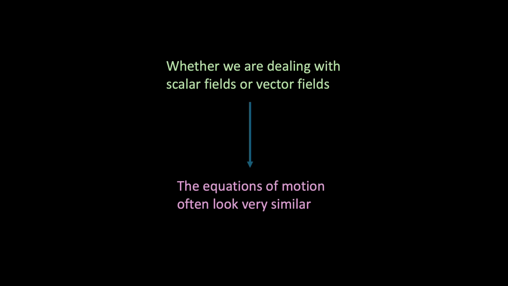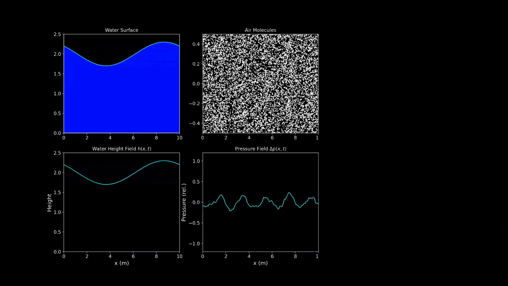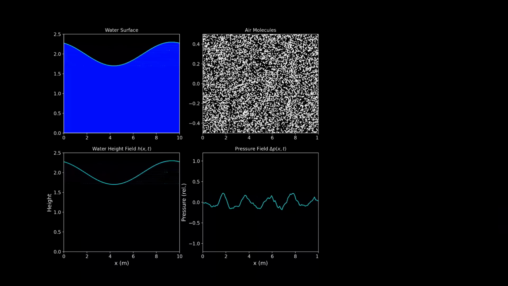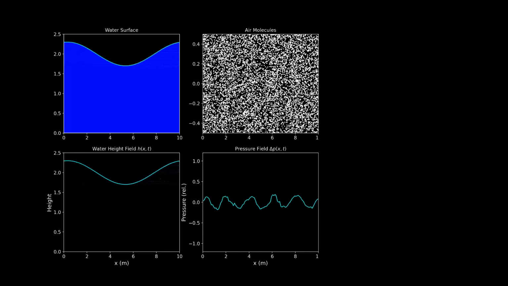Now, whether we are dealing with scalar fields or vector fields, one remarkable fact about nature is that the equations of motion describing waves in these fields often look very similar, even though the underlying physics can be quite different. For example, the height of the water surface in a tank is an example of a scalar field, and as waves pass through the water, the corresponding height field oscillates. Likewise, the variations in air pressure as a sound wave passes through air defines a pressure field, and we see that ripples exist in this field.